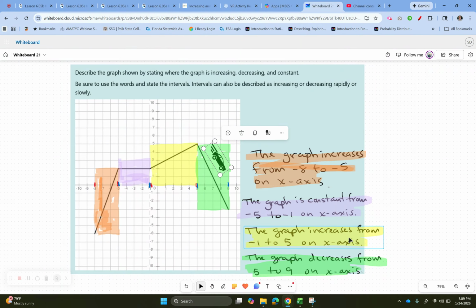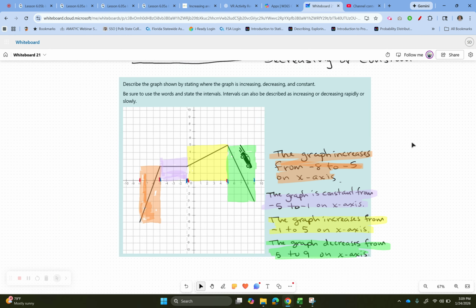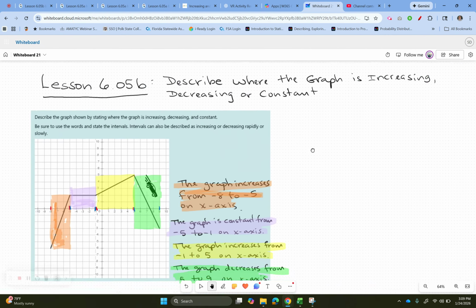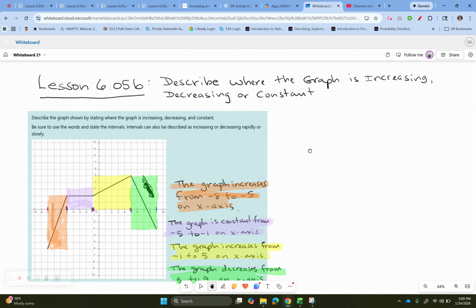That's the whole idea of what you're going to do in this lesson 6.005B. You're describing where the graph is increasing, going up, decreasing, going down, or constant, going flat. Okay, I hope this helps.